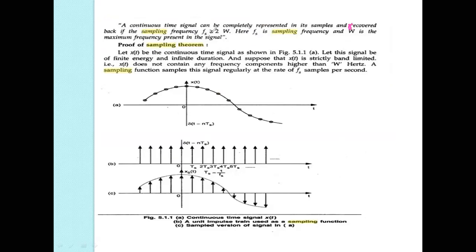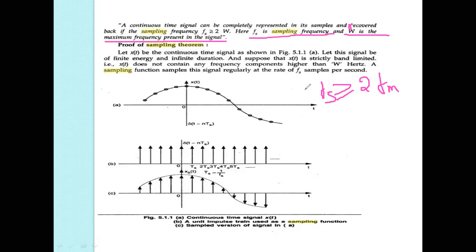back if the sampling frequency Fs is greater than or equal to 2 omega. Here Fs is the sampling frequency and omega is the maximum frequency present in the signal. Or otherwise, Fs is greater than or equal to 2 Fm. Here omega is represented as Fm, the message frequency. Fs is the sampling frequency here.